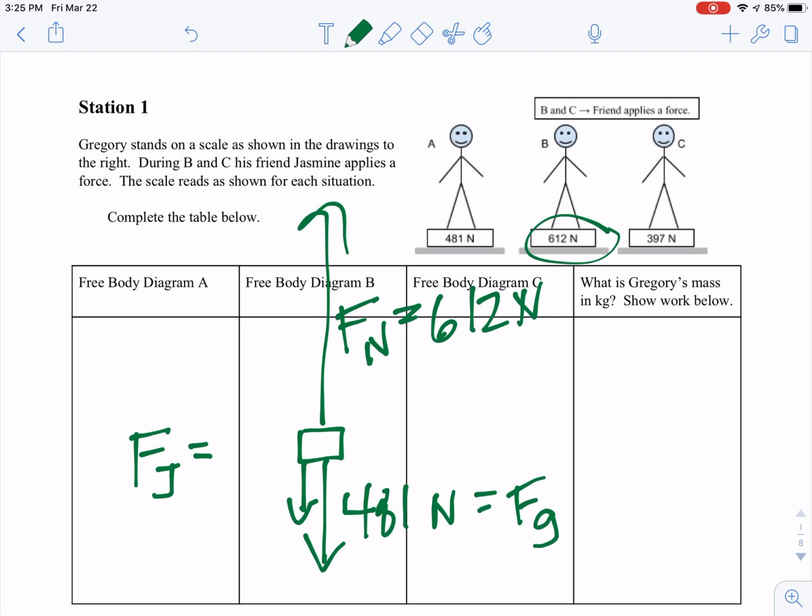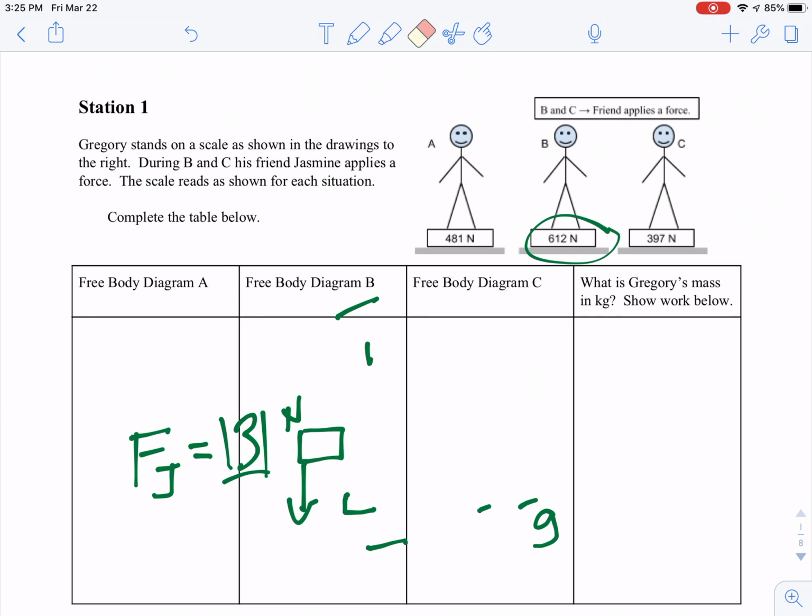That's 119 plus 12, 131? Yeah, 131 newtons. Okay, so we've got 131 plus 481 is equal to the 612, because it has to balance out because he's not moving. All right, I'm erasing that. Hope you guys enjoyed my mental math.